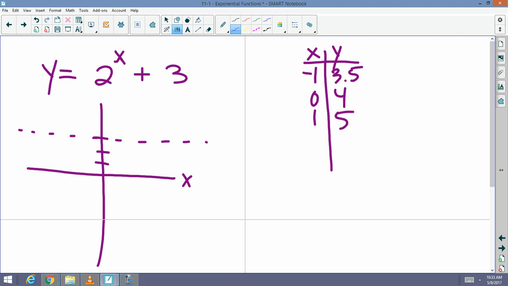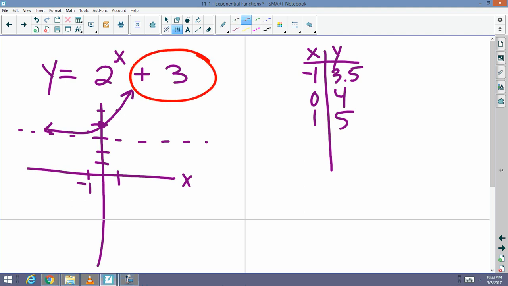So here, we got 0, 4. We got negative 1, 3.5. And we've got 1, 5. 1, 2, 3, 4, and 5. And check it out, guys. It works like clockwork. This guy here, that K, that determines your asymptote.